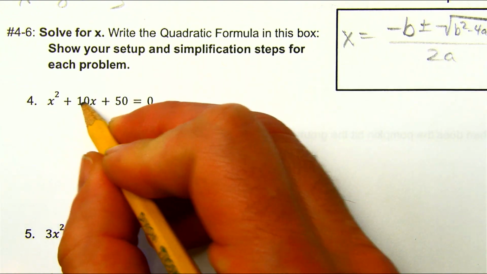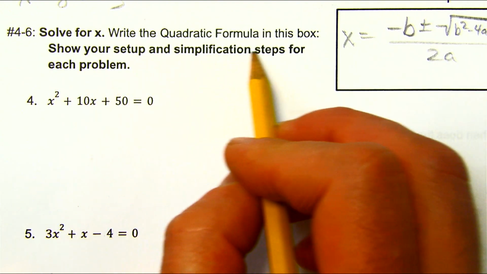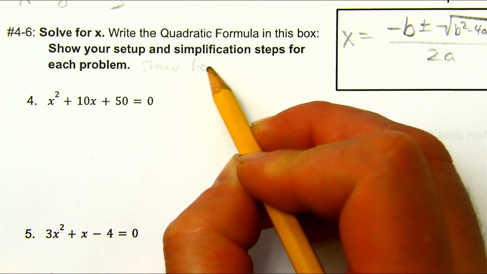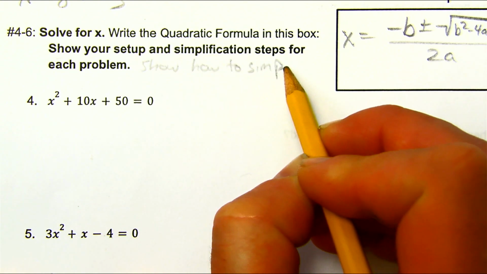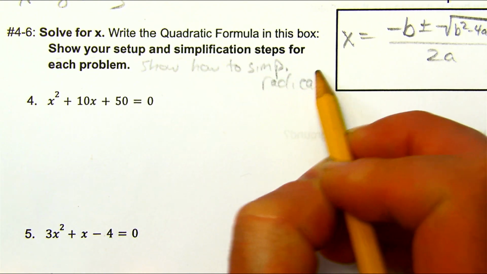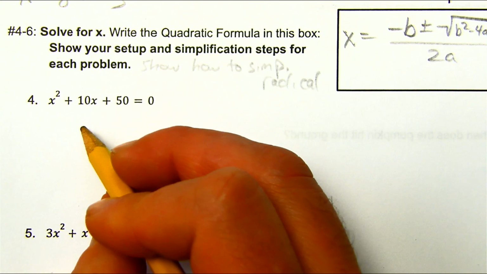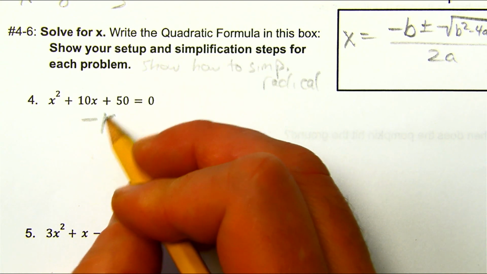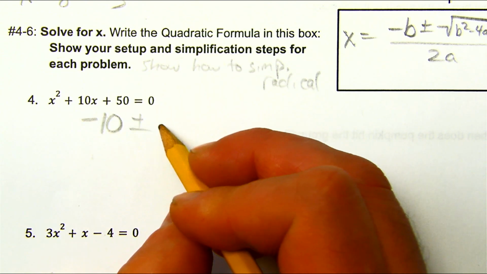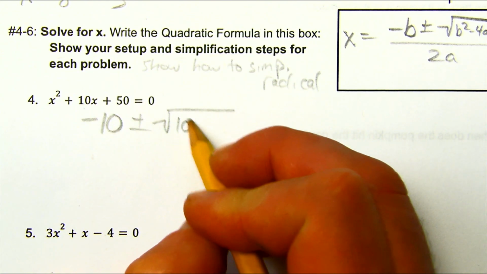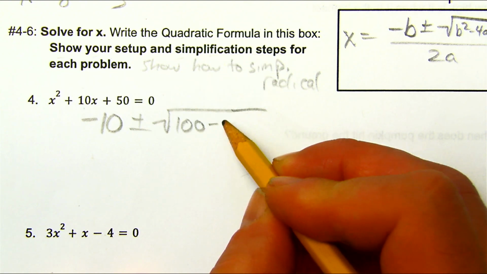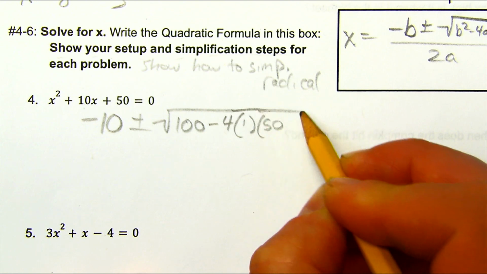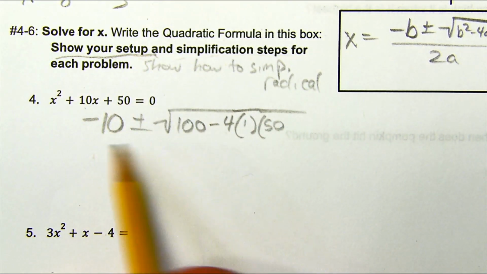Okay, opposite of B. So it says show your setup and simplification steps for each problem, and then on the test it says show how to simplify the radical, or the root. So start plugging in the formula. Opposite of B, plus or minus, square root of B squared, minus 4. I wish I was better at just multiplying this out, but I'm bad at it, so I gotta write it out. That's alright. It's just show your setup. So this is my setup.